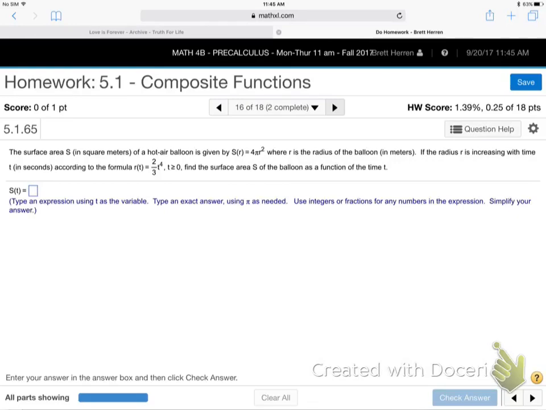All right. Maybe I'm wrong. Let's see. All right, surface area, hot air balloon, give them that formula.